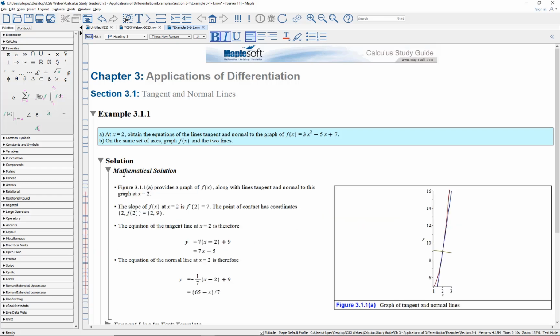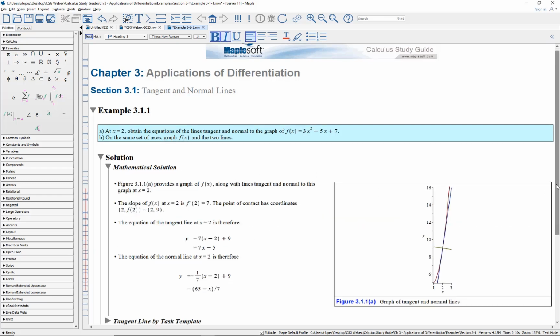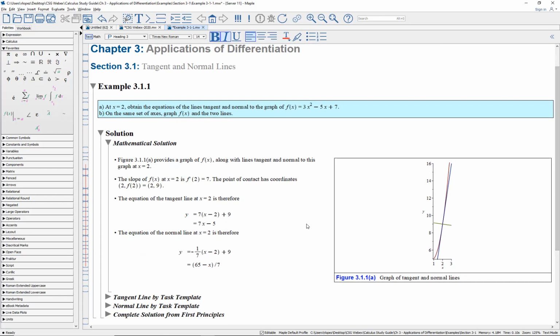Well, there is a mathematical solution, a solution that one would read in a textbook, to separate out the math from the Maple. So this is the math part, right? You need to know the derivative at the point in question. So that's x equals 2. So you have to compute the derivative. You evaluate the derivative at 2. You get 7. That'll be the slope of the tangent line.